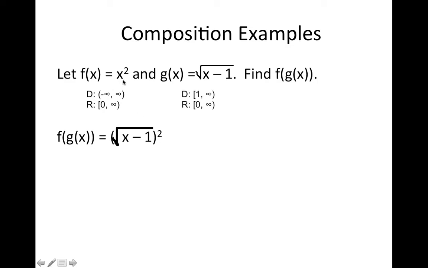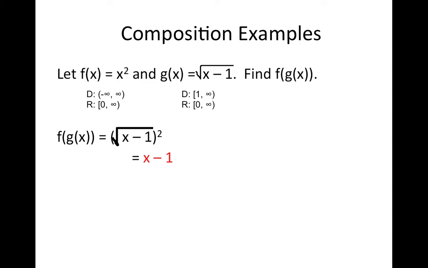Instead of just saying square x, I'm going to be squaring this function. And when I square this function, the squared and the square root kind of cancel each other out. So really this is what the function will look like. It's just going to be a line.